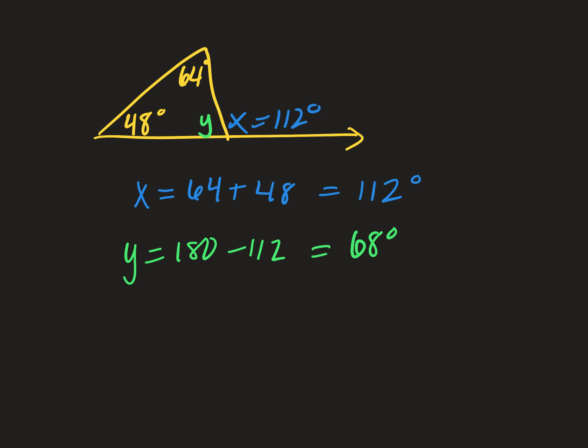All right, so you need to use the fact that the three angles in a triangle add up to 180 to your advantage. Or that your linear pair here adds up to 180. Your assignment is page 151, 1 through 13, all.